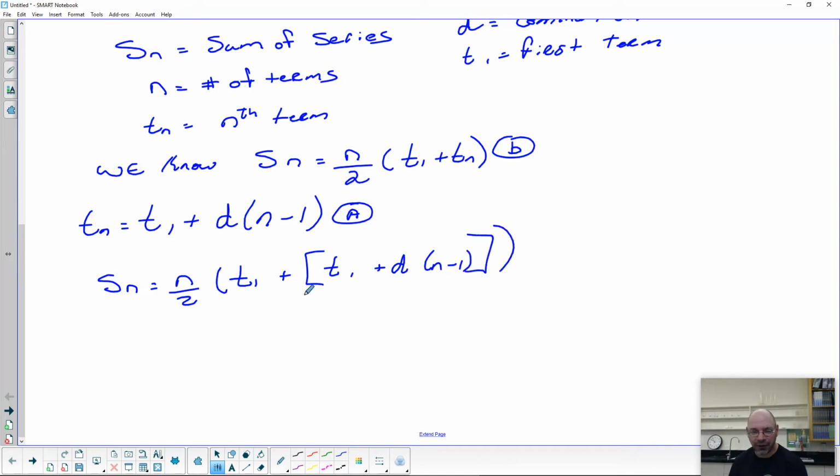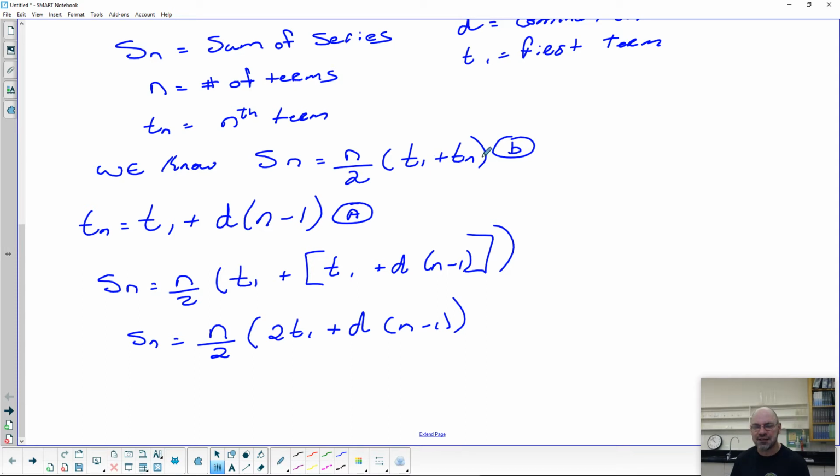And then if we remove the brackets here, we can combine these two to make two T1s. So this gives us a second formula available. Sn equals n over 2 times, removing the brackets, 2 T1s plus D times n minus 1. So there is a second formula available to us as well, and so we have two formulas that we can use.